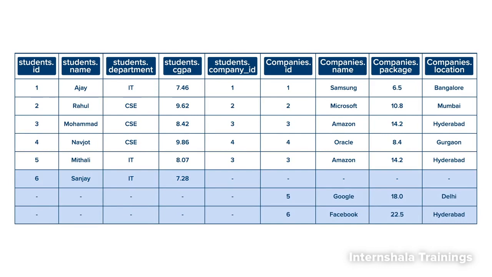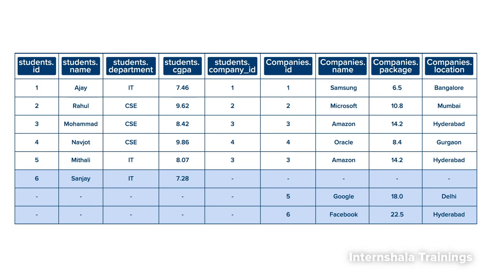This is because the left join includes all records from the left table, irrespective of whether they have any associated record in the right table. That is why it includes the record that corresponds to Sanjay, even though there is no record associated with it in the companies table. But for the right table, left join fetches only those records which have at least one associated record in the left table. That is why it still does not include the records corresponding to Google and Facebook.